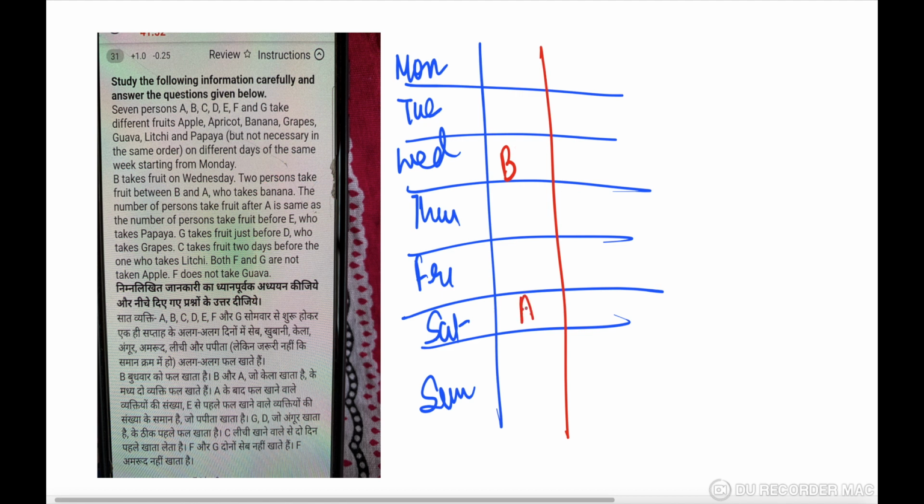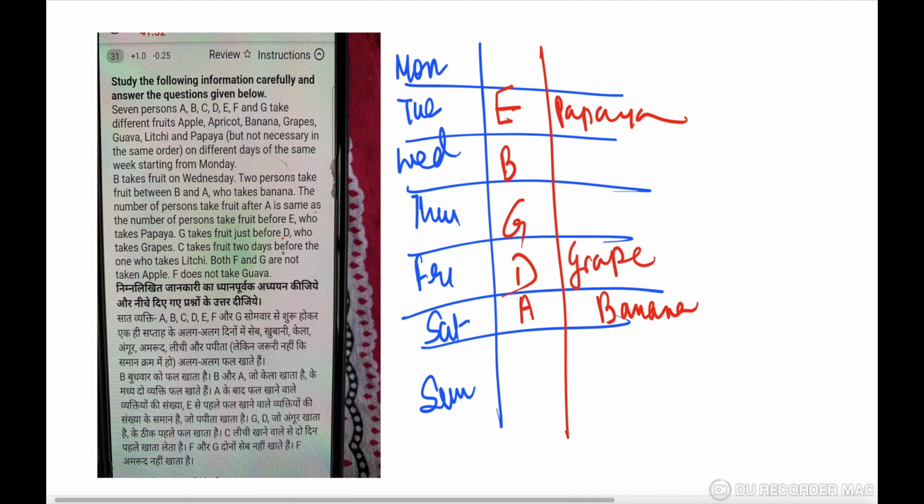2 persons, so A should come here. A takes banana. The number of persons who take fruit after A is the same as the number of persons who take fruit before E, so E should come here, who takes papaya. G takes fruit just before D, so G, D here. D takes grapes.